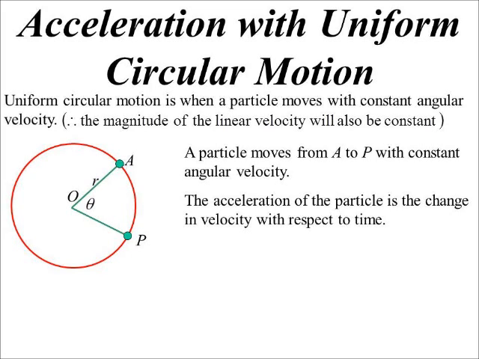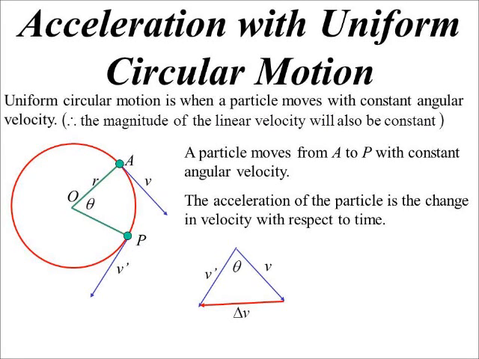Now, we know acceleration is change in velocity with respect to time. Now, at A, yes, the magnitude is v, but we're going off in that direction of the blue line there. At P, I've called it v dash, but it's going off in a different direction. So if I think of them like vectors, so v is going that way, v dash is going that way, so therefore that red line must be the change in velocity. Okay. Well, let's just work that out.